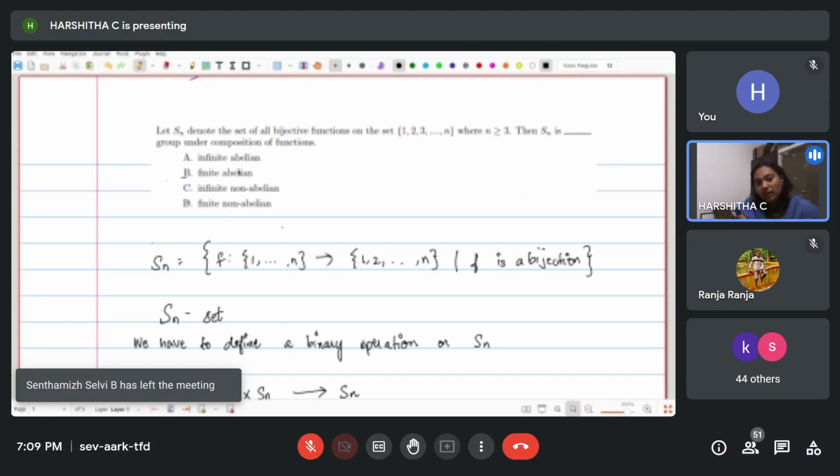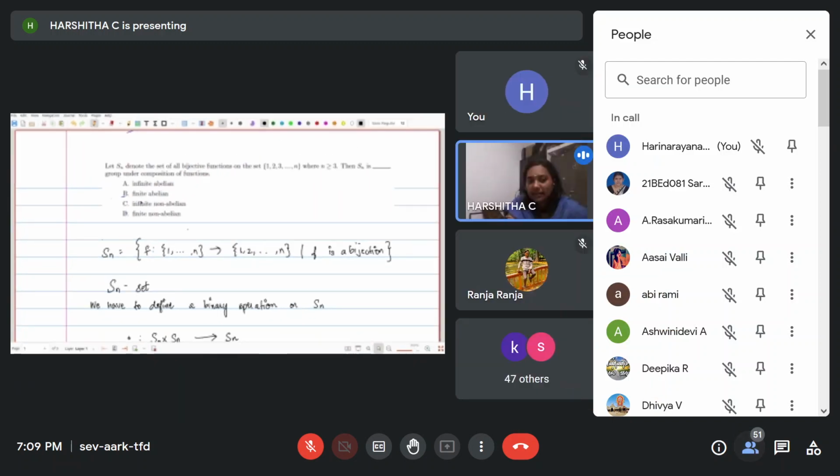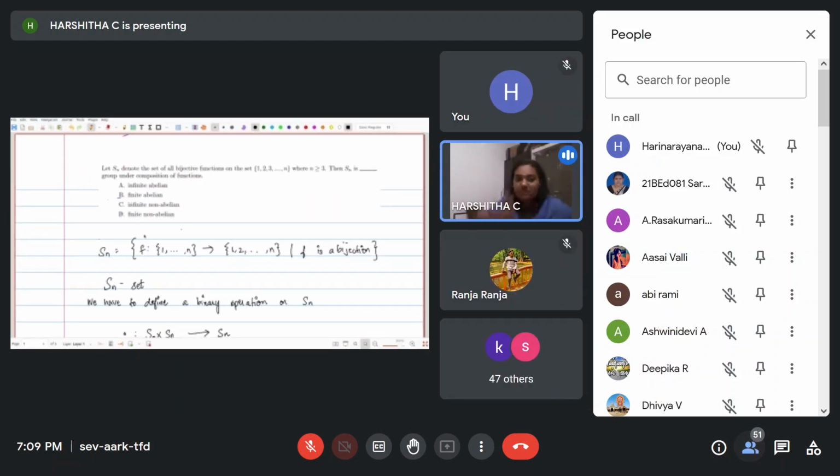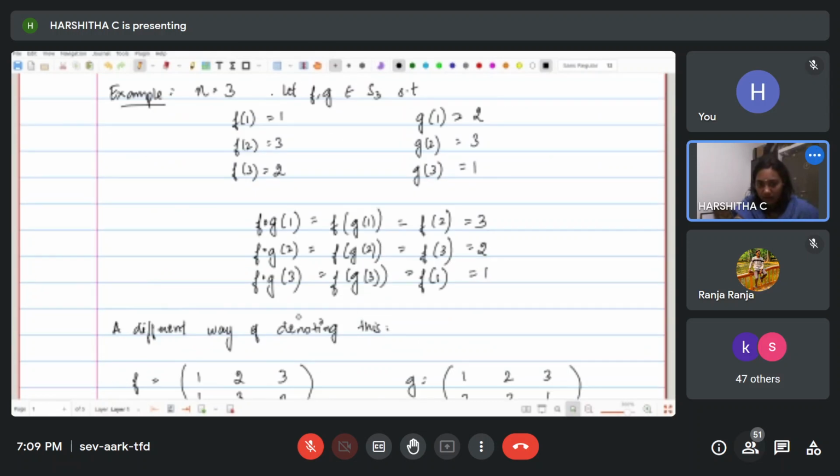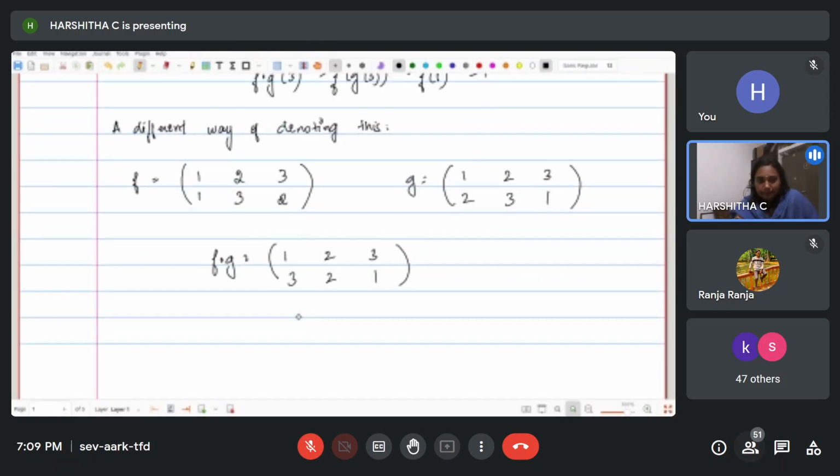Under this operation, what kind of a group is it? Is it finite or infinite? Finite or infinite just means, as a set, is Sn a finite set or infinite set? And is it abelian or non-abelian? So just to recall, what is an abelian group?